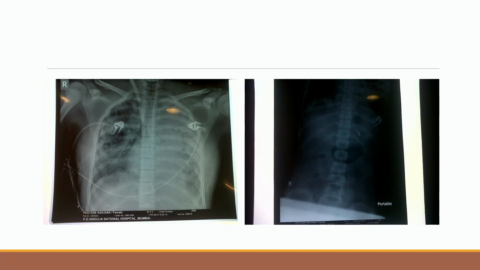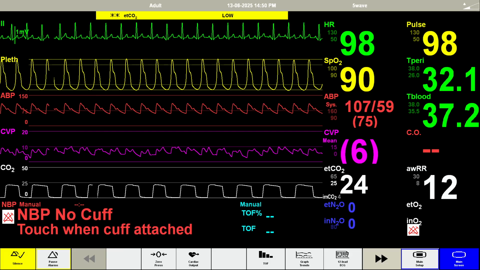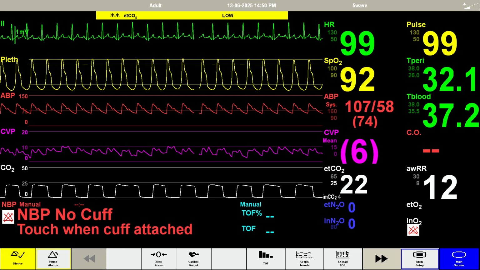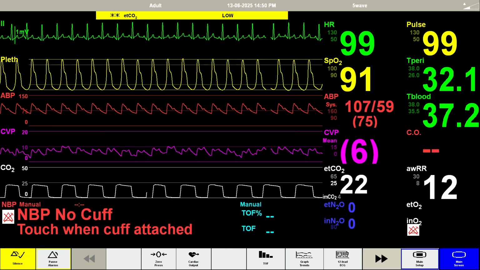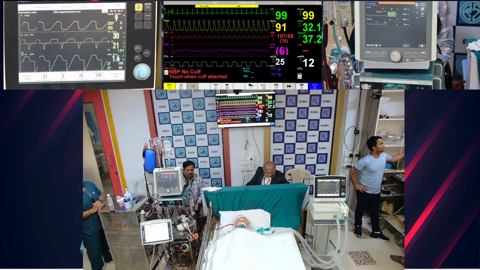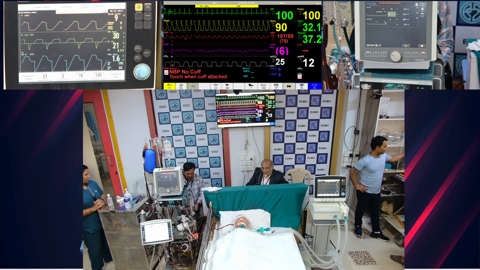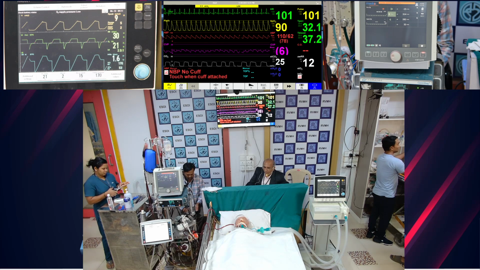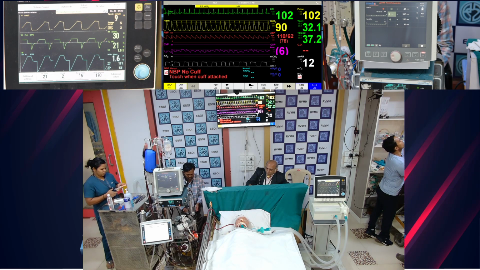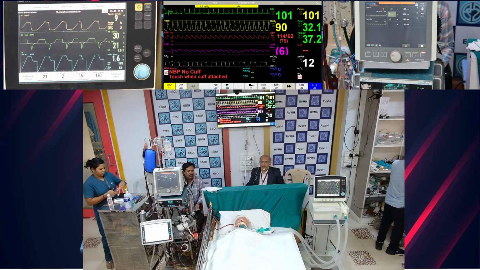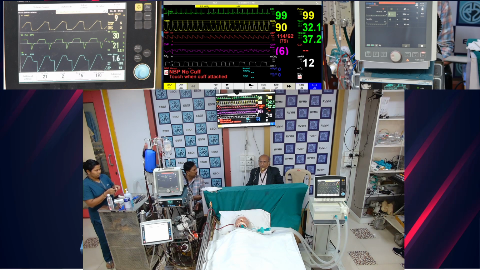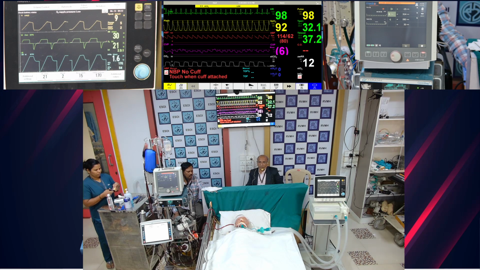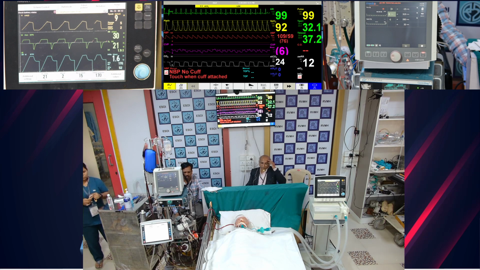And the parameters you can see now: his heart rate is 98, systolic is 92, mean pressure is 74, and CO2 is 22. Now it's over to you. This is your patient. If you want any more information, you can ask me. Today is day 3 of the patient on ECMO. You have to manage. Whatever information you want, you have to ask me, and you have to monitor the patient as if you are monitoring an ICU patient.